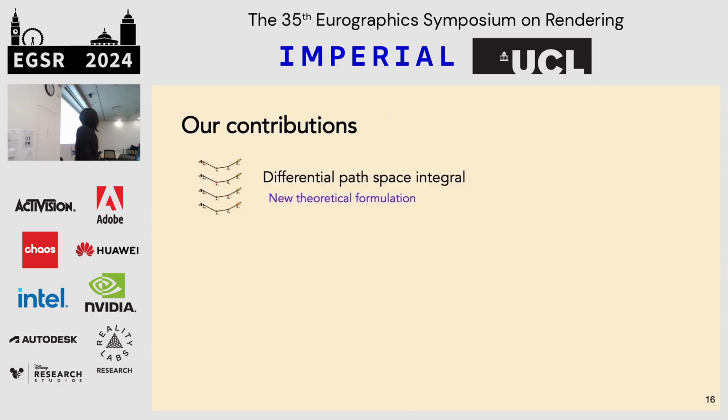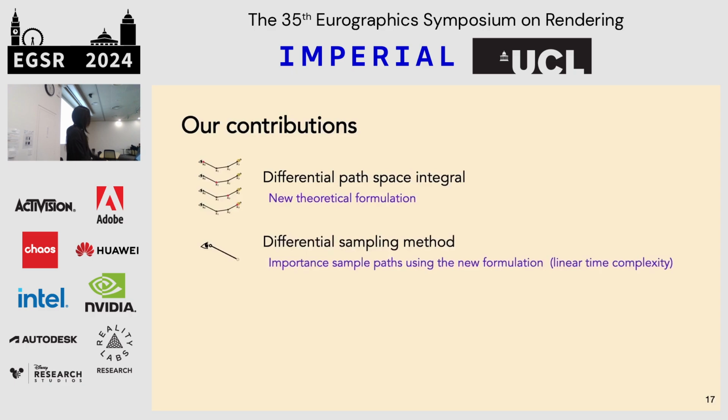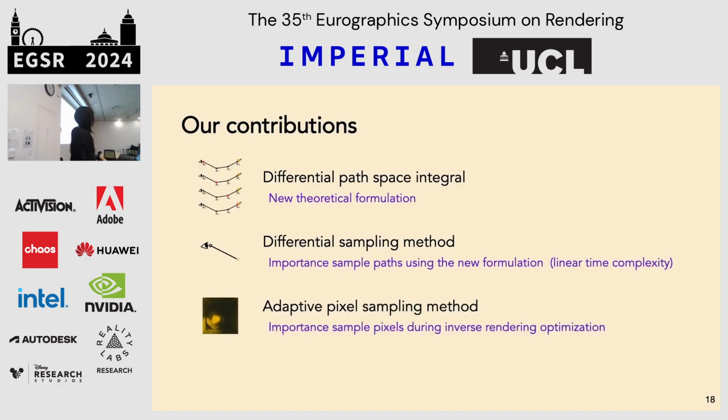In our work, we derive a new theoretical formulation, which allows us to sample paths that are tailored to the integral computed in differentiable rendering. Our method is compatible with path replay backpropagation, so it maintains linear time complexity. We also enhance our method using an adaptive pixel sampling procedure, which is useful for inverse rendering optimization. Our methods result in lower variance when estimating gradients, as well as improved inverse rendering performance. I will show some of these results at the end.